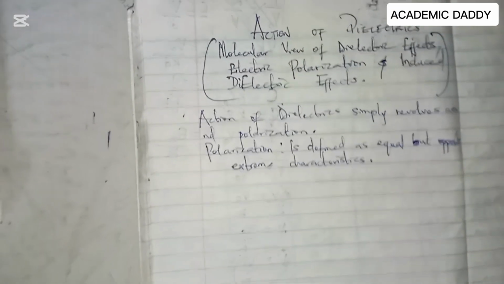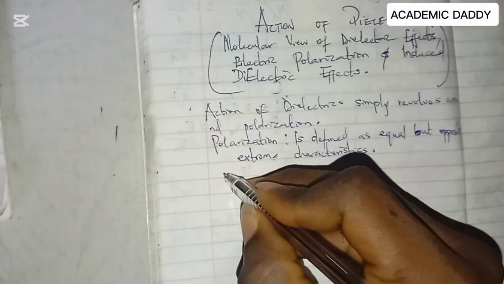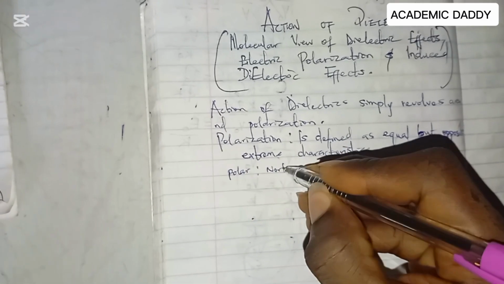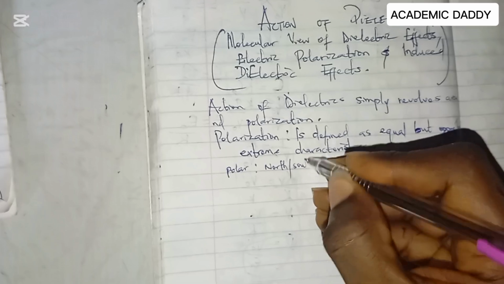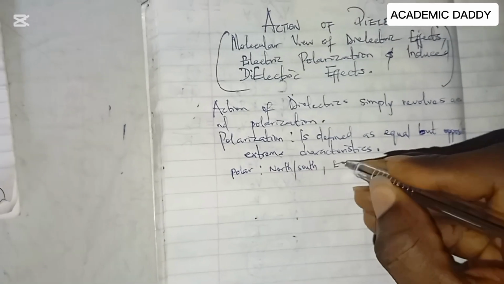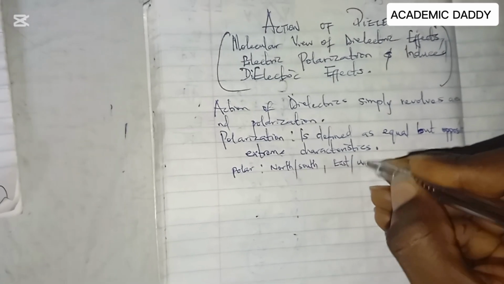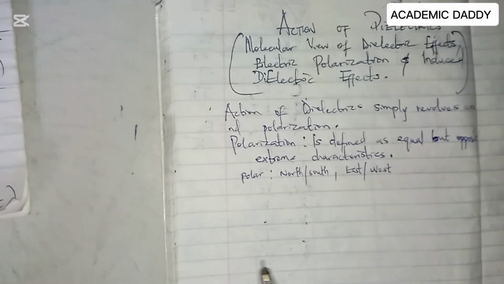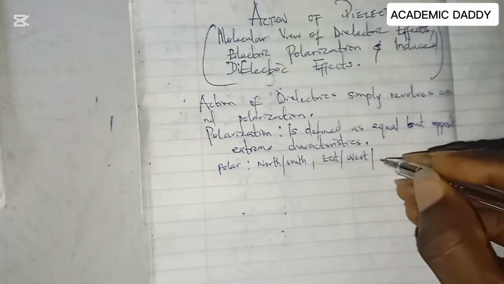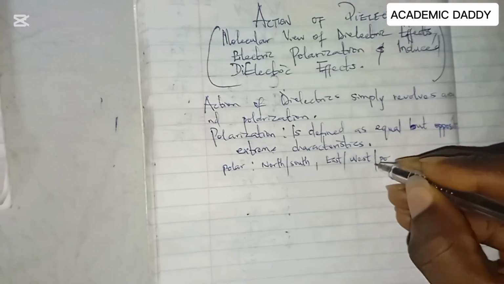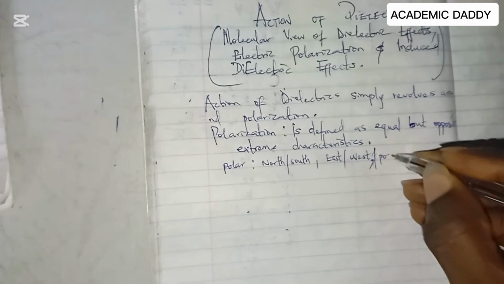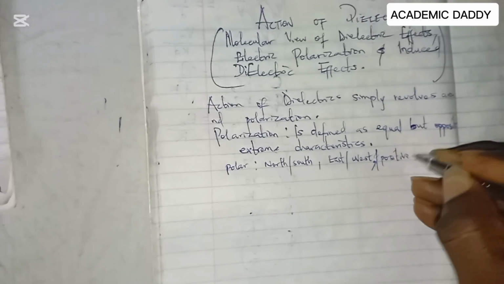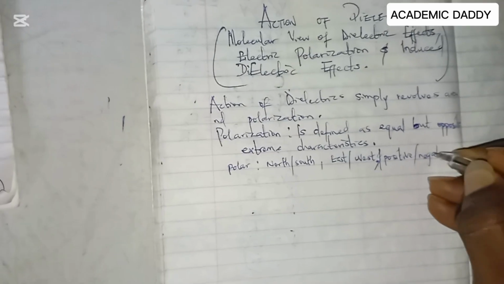That's what polarization means. So when you hear that something is polar, for example, it can mean north or south, east or west. So they are opposites. It can also mean positive or negative.